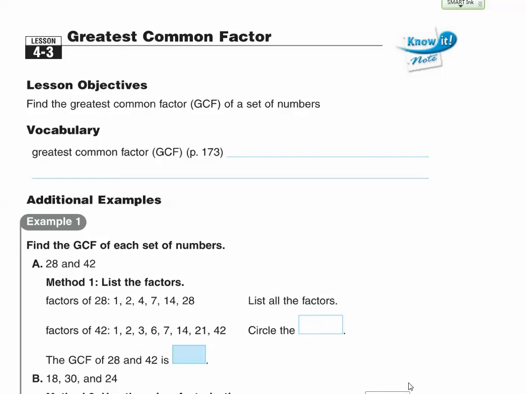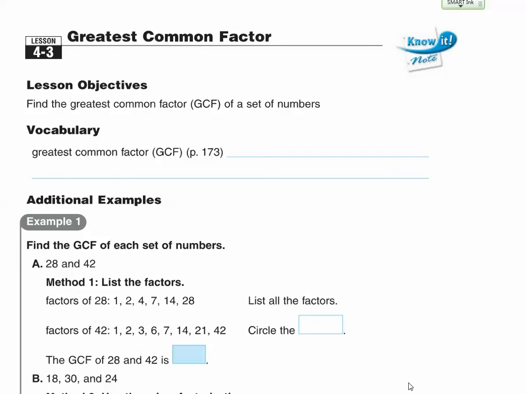Hello Panthers, we are taking a look at section 4.3, which is greatest common factor. Our learning target or objective for today is to be able to find the greatest common factor, or GCF, of a set of numbers. Now Panthers, this is a skill that you have worked on in elementary school, so this will be a good review.